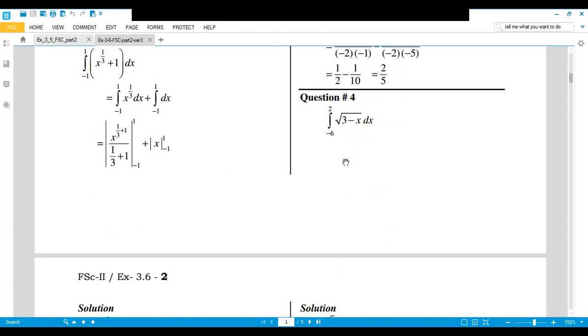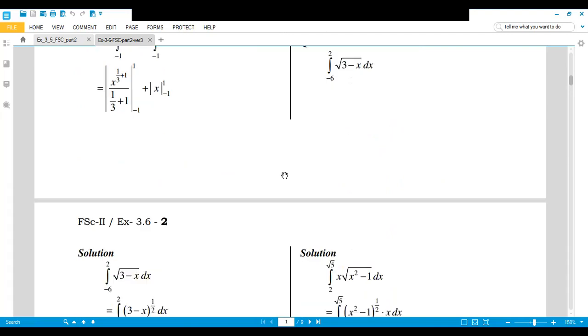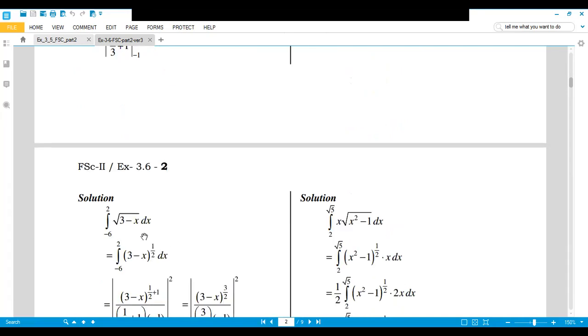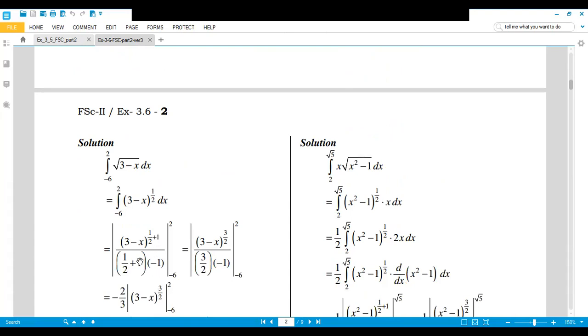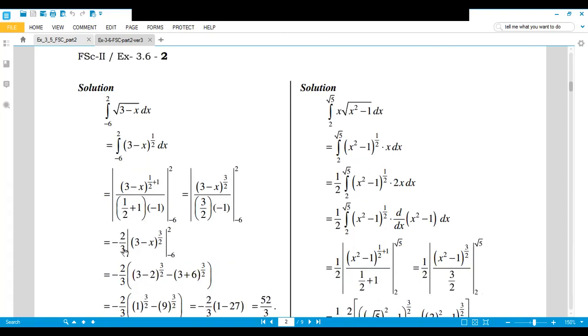Question number 4 is minus 6 up to 2 under root 3 minus x. So we write it in form of power, that is 1 over 2. We integrate 1 over 2 plus 1 and 1 over 2 plus 1, and further the derivative without power, the derivative of 3 is 0 and the derivative of x is minus 1. It will come in the denominator like this. We take LCM of 1 over 2 plus 1, that is 3 over 2, 3 over 2 minus 1. So that will be minus 2 over 3.